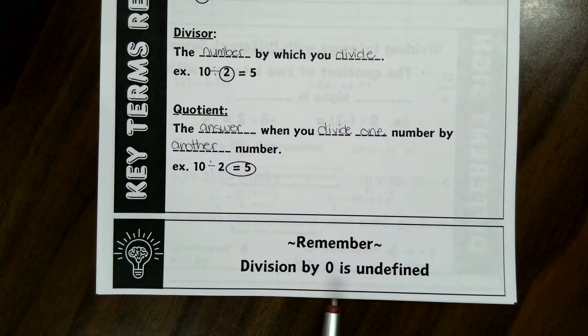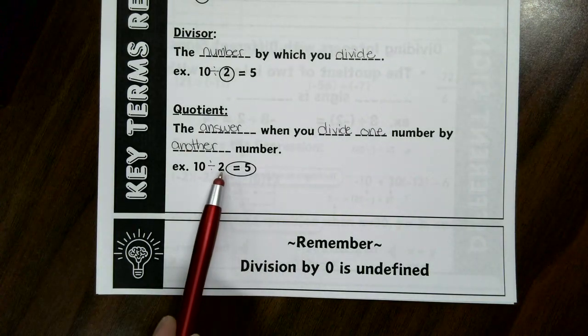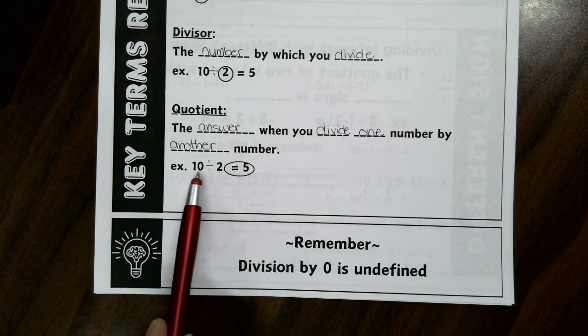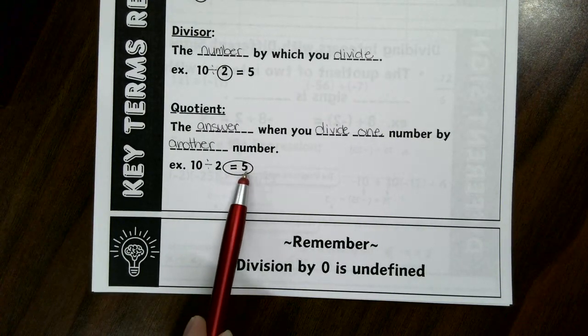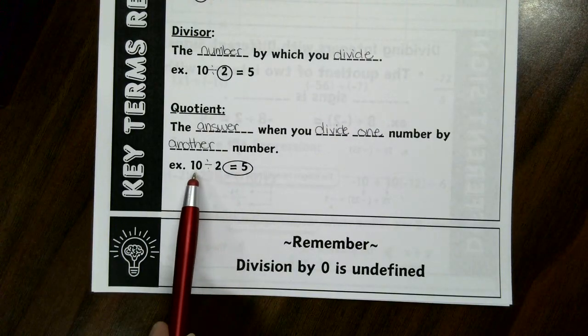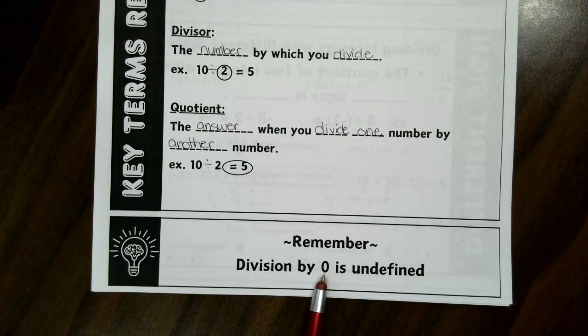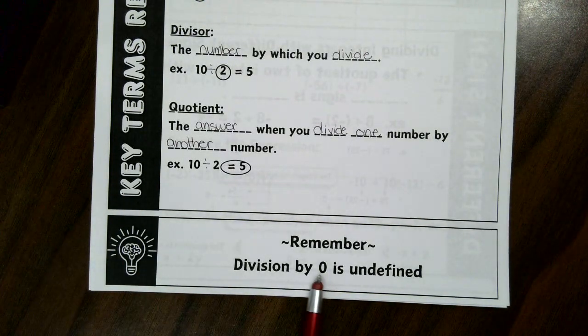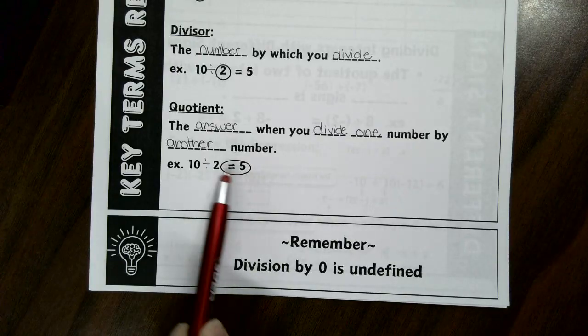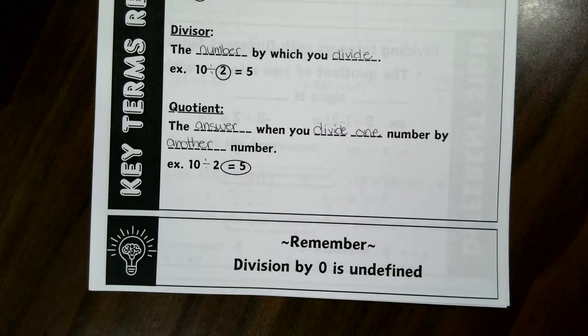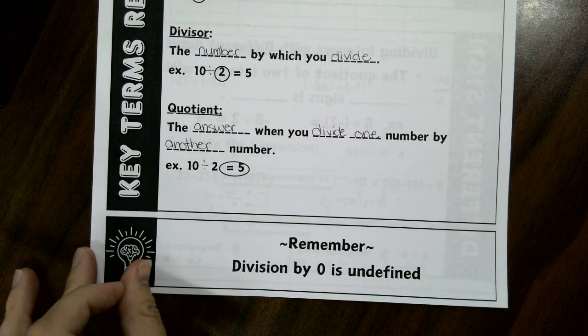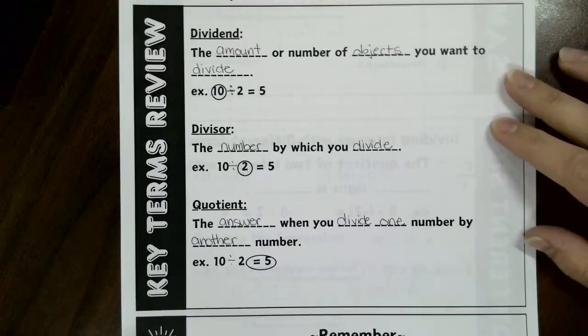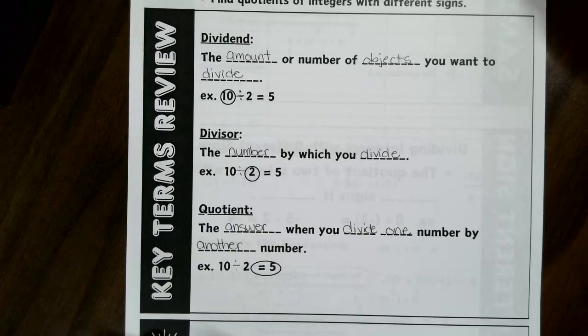At the bottom of this page, I just put a little reminder for you. Remember, division by 0 is undefined. And it's undefined because with division, we can change the problem around. I should be able to say 10 divided by 2 equals 5, but 5 times 2 equals 10. But if I have something divided by 0, I would have to say that it is whatever that number is, and then that can't be correct when we're talking about multiplication. So that is why division by 0 is undefined. If you have questions about these terms, make sure you star them and we can chat about it.